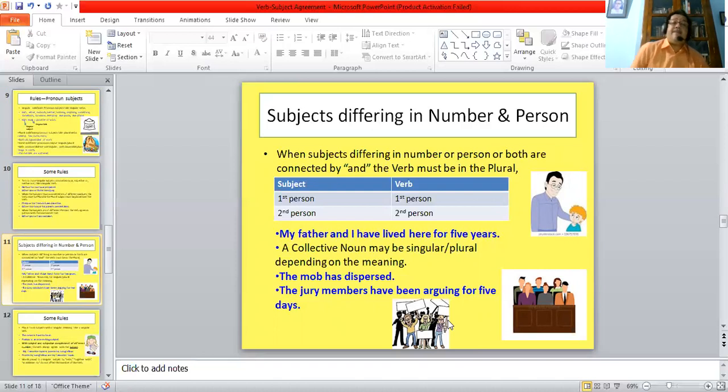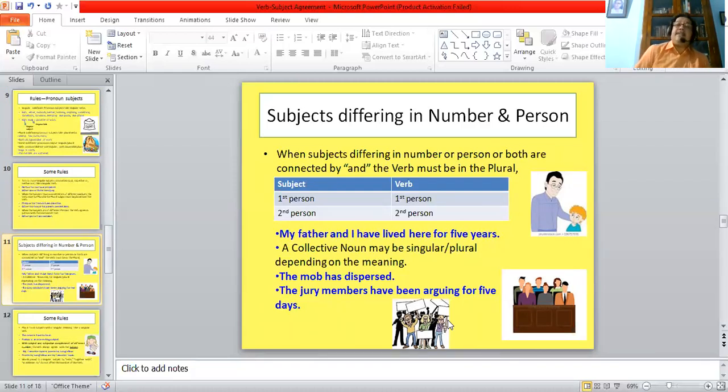So, here we have the subjects which are different in person and number. One is in the first person, the other one is not. But they are connected by and. So the verb is in the plural form. We have lived. Okay.